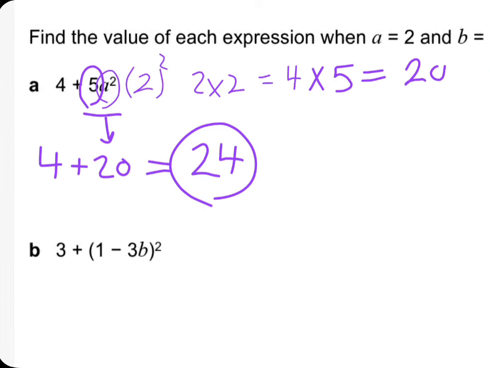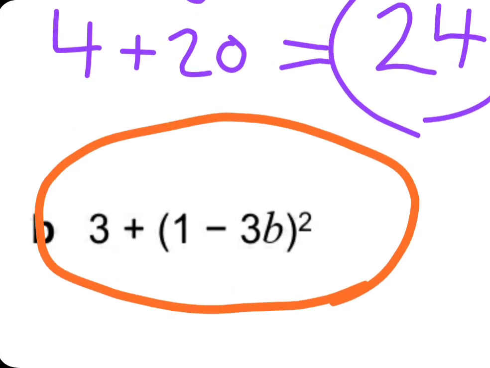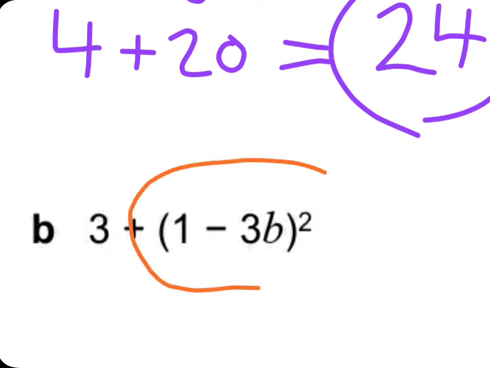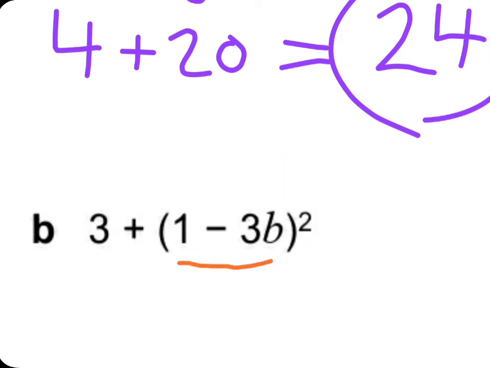Now, let's move on and do question B and see if you understand it. So, question B, 3 plus bracket 1 minus 3b and then square. Focus, guys. First, in this question, focus on the way that the bracket is. The square is outside of the bracket. That means you have to answer what's inside the bracket first, finish it, and then square it. After squaring it, you add it to the 3. These are the right steps to answer this question.